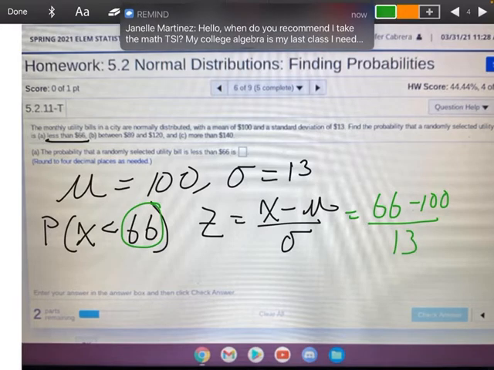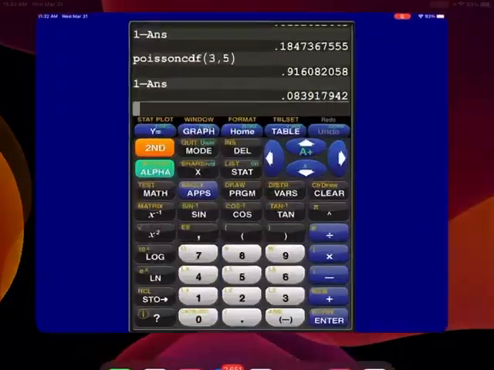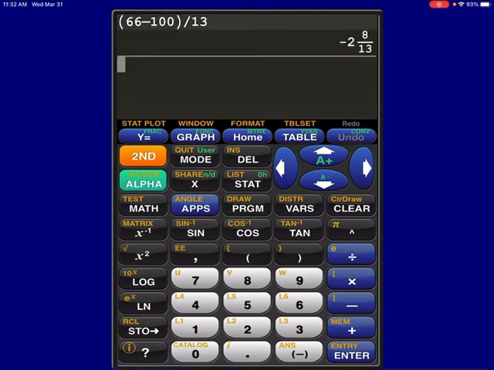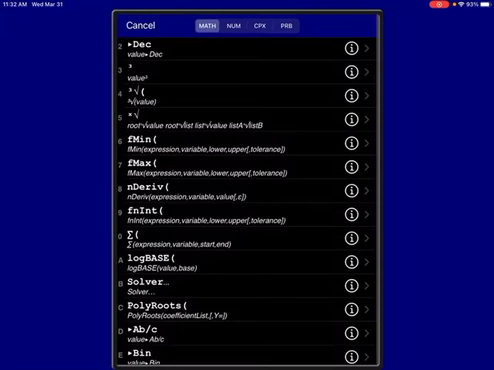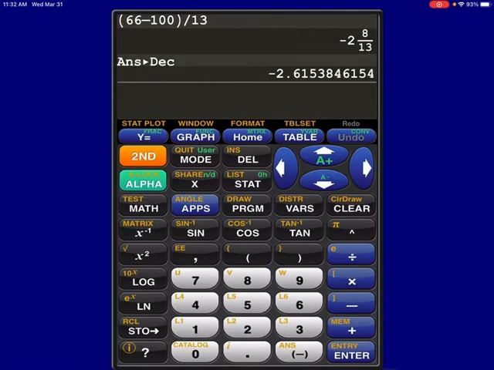Now guys, I'm going to do this on my calculator. And the way I'm going to do this, I'm going to put this part here in parentheses, okay? So let me get my calculator. Let me clear all this out. So I'm going to go 66 minus 100, and then we're going to divide this by 13. And I'm getting my answer as a decimal. So on my calculator app, I'm just going to hit math and hit number 2. It's going to convert it to a decimal for me.